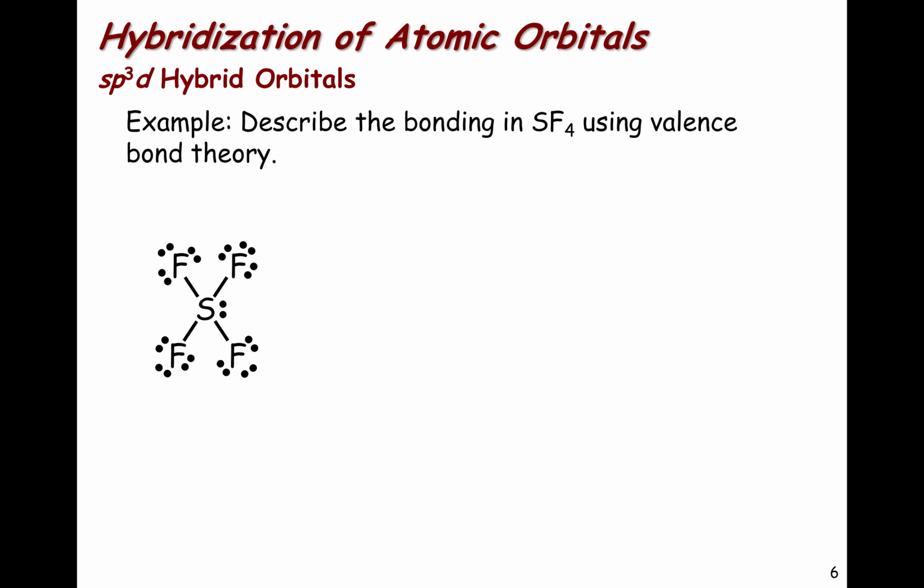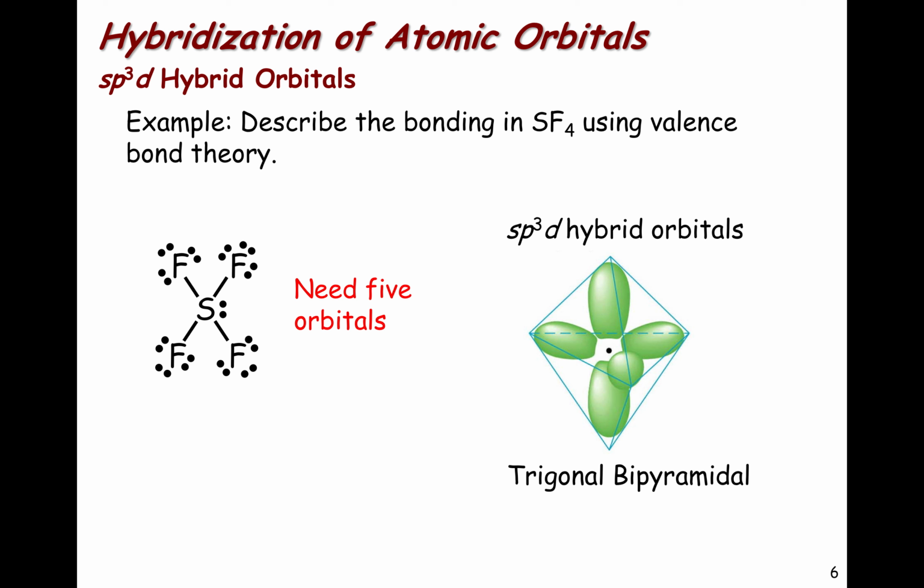So in this case, this would adopt a seesaw type structure and would require 5 orbitals, which is based on the trigonal bipyramidal structure. The hybridization, therefore, is sp3d to account for the 5 hybrid orbitals that are required to make the bonds and the lone pair.